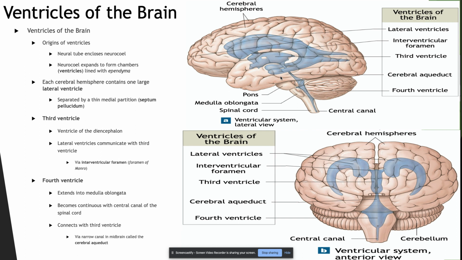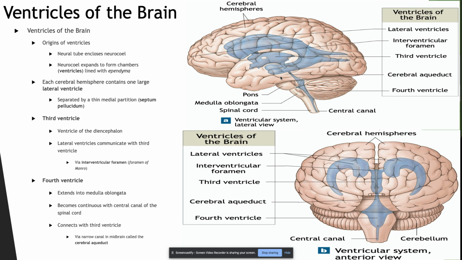The two lateral ventricles are not directly connected, but each communicates with the third ventricle of the diencephalon through an interventricular foramen. The midbrain has a slender canal known as the cerebral aqueduct, and this passageway connects the third ventricle with the fourth ventricle. The superior portion of the fourth ventricle lies between the posterior surface of the pons and the anterior surface of the cerebellum. The fourth ventricle extends into the superior portion of the medulla oblongata, and there this ventricle narrows and becomes continuous with the central canal of the spinal cord.